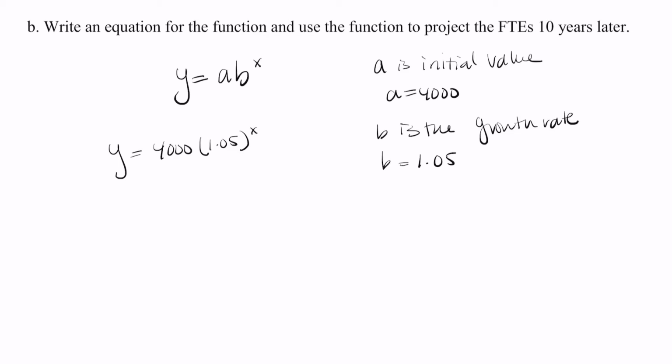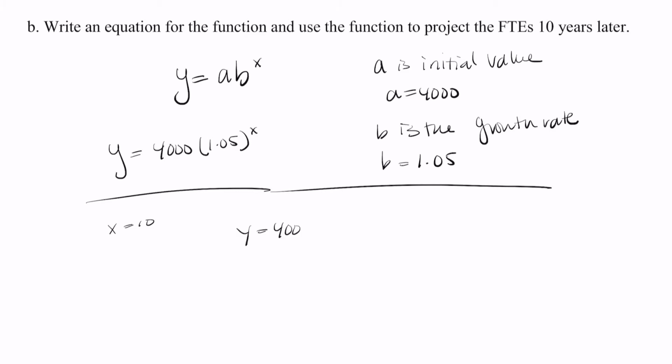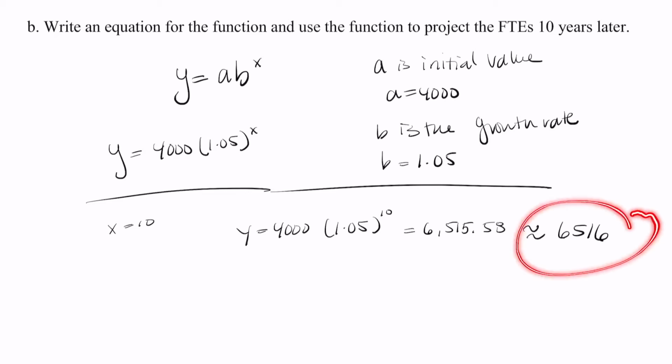And we want to predict FTES 10 years later. So that happens when x equals 10. So y equals 4,000 times 1.05 to the 10th. And using your calculator, you should get 6,515. And after the decimal place, you'll get several things. 58 is what I'm rounding to. So let's round up to the nearest whole number, 6,516. So our prediction is that full-time equivalent students 10 years later will number about 6,516.